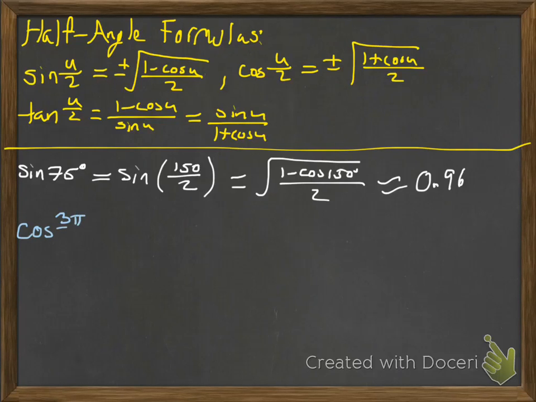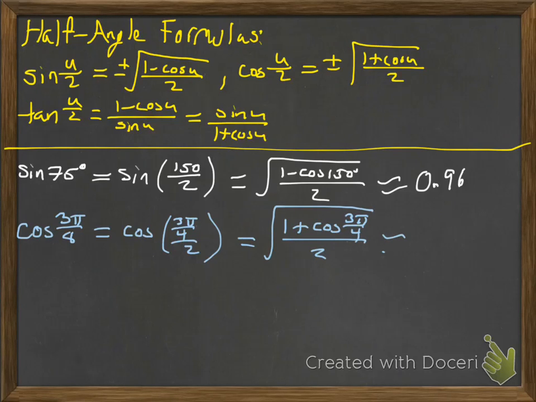Now let's look at the cosine of 3 pi over 8. So 3 pi over 8, that's going to be in quadrant 1 also. 3/8 is less than a half, so that's smaller than pi over 2. So the cosine will be positive. And what we'll do is we'll rewrite this as cosine of 3 pi over 4 divided by 2. And that's going to be 1 plus cosine of 3 pi over 4 all over 2, and then we'll take the square root of that, and that's going to be approximately 0.38.